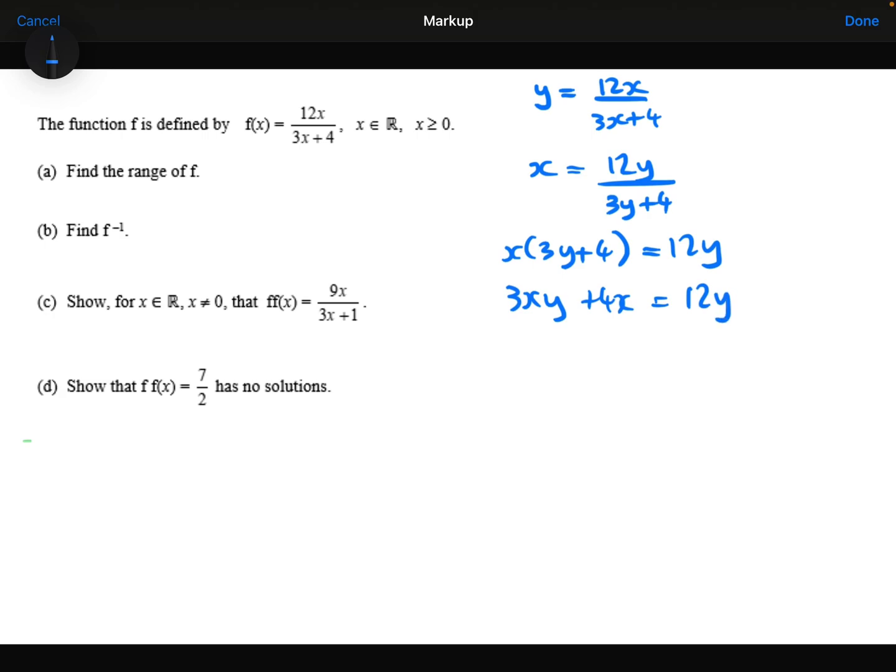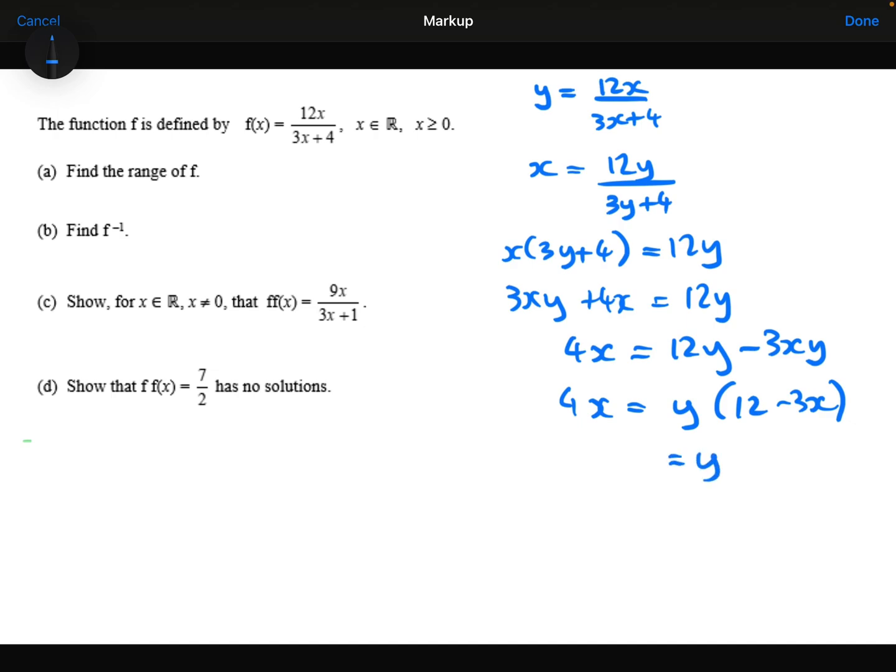I'm going to move all of the y's to one side. I'm going to factorise the y. And then divide both sides by the 12 minus 3x. And this is my inverse function.